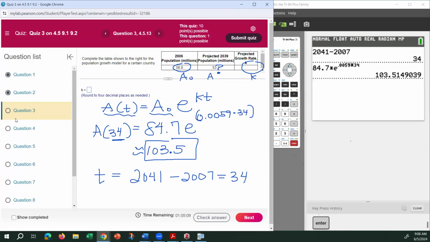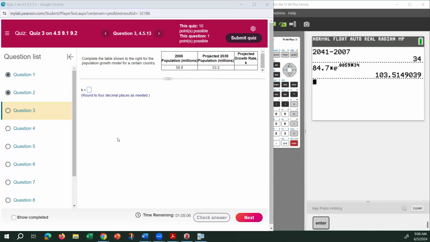Here it looks similar. We're given a population growth model. This time we're given the initial population, 2006. The projected population is 2039. We don't know the projected growth rate, so we need to find that. Okay, so I'm going to write the model again. So A of t was the initial, A naught, e to the KT. And let's find T.